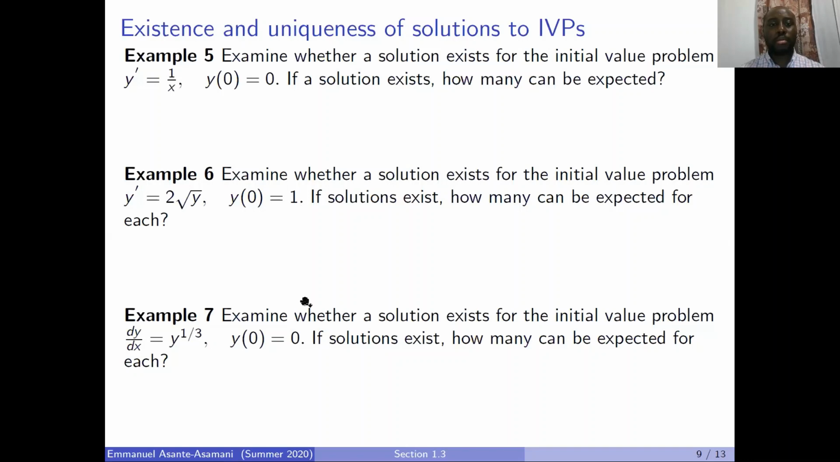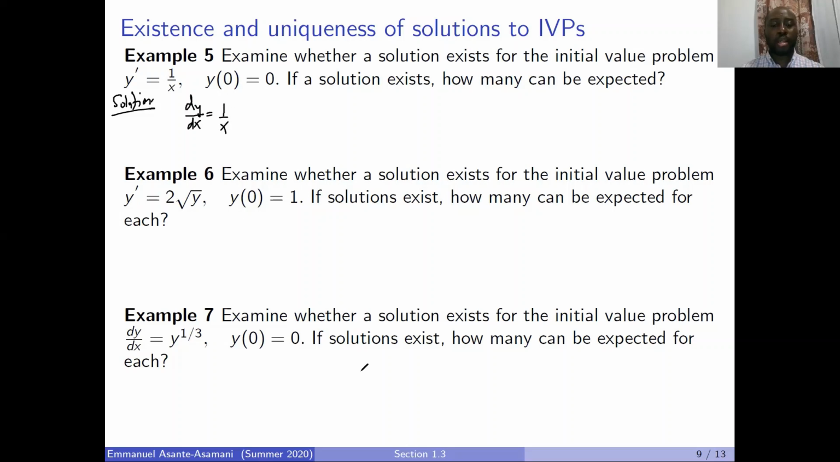Examine whether a solution exists for the initial value problem below. If a solution exists, how many can be expected? Okay. All right. So we have dy/dx is 1 over x, right?